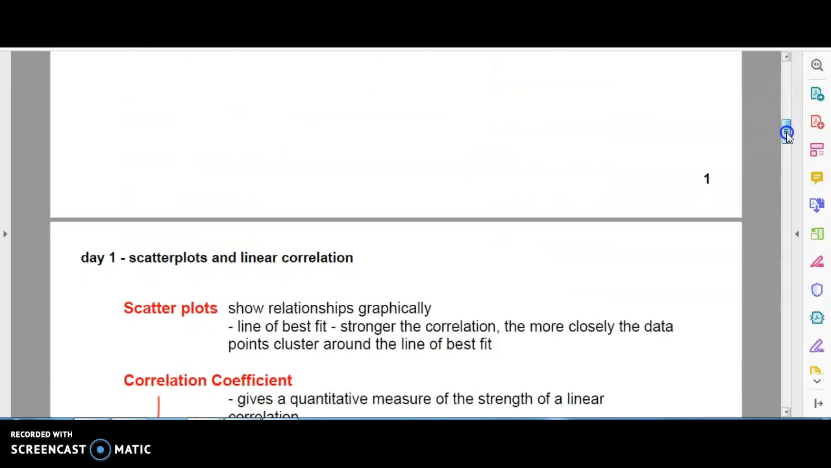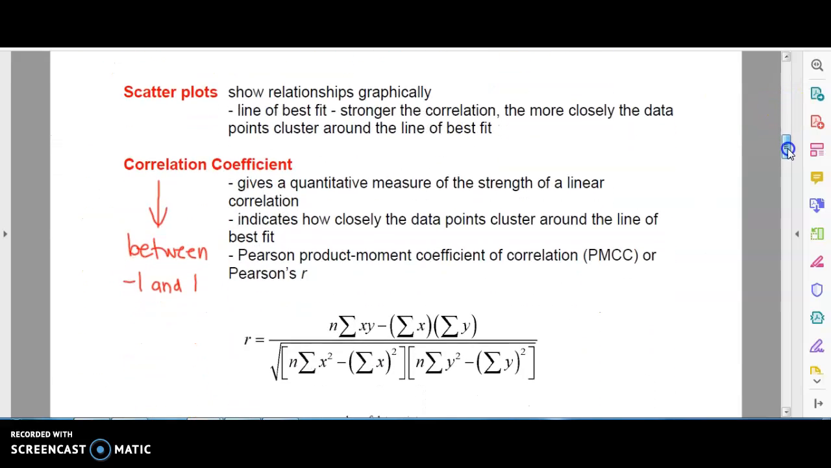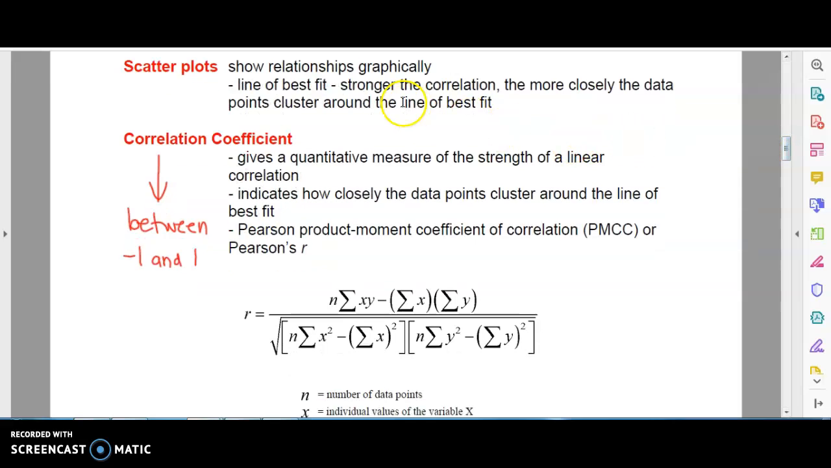Moving on from there. What are scatter plots? Basically, they show relationships graphically. Another term that we would have seen probably going back to grade 9 again: line of best fit. The stronger the correlation, the more closely the data points cluster around the line of best fit. We'll look at that in a little bit more detail down below.